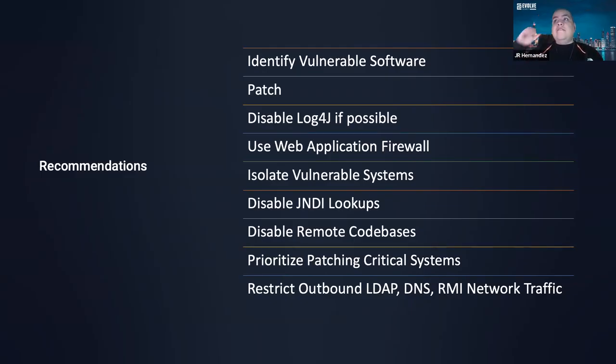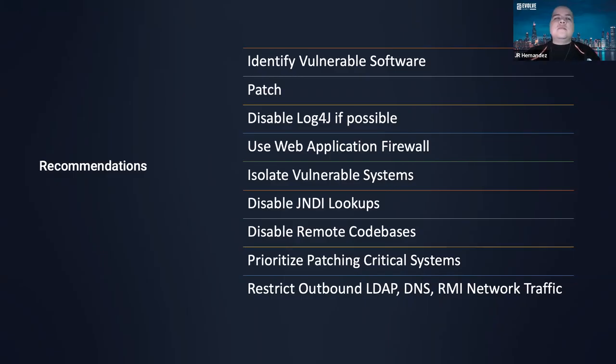Disable log4j if possible. These are more kind of workarounds, mitigations based on the requirements of your environment. Sometimes you're not going to be able to turn off an application because it's business critical. So that's up to your consideration. But here's some things that you could do to mitigate the risk. Disable log4j if possible. Use web application firewalls. Like I said, it's not guaranteed, but it helps.